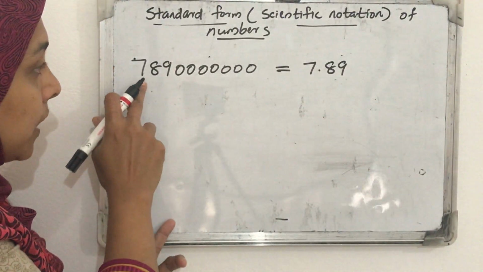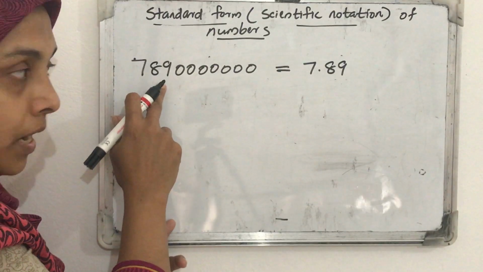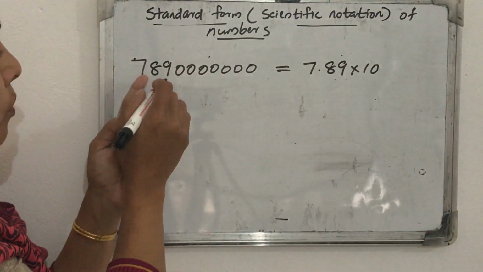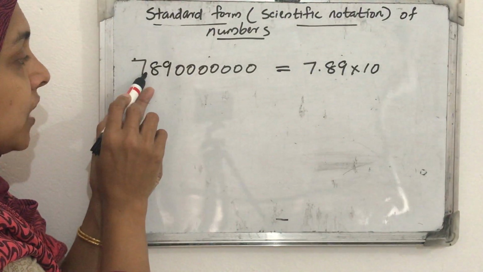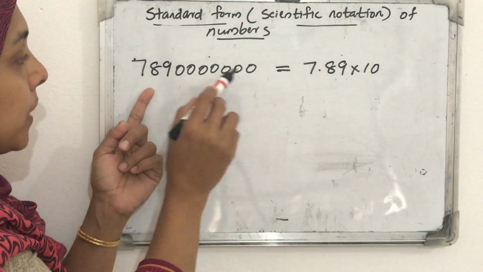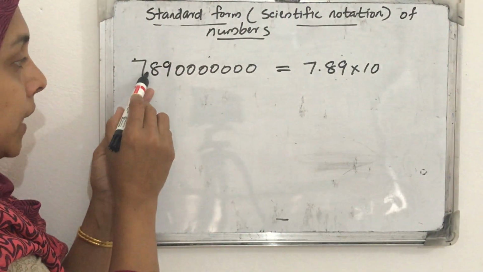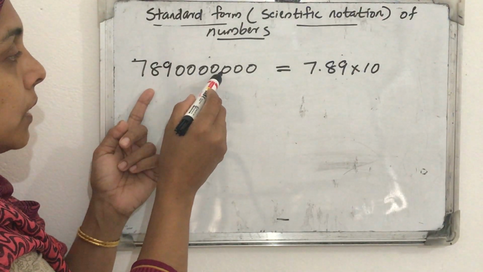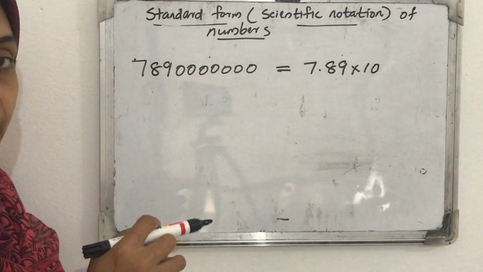7.89. First we write the number 7.89. Then we count how many zeros. After that, how many decimal places. Here we put the decimal place here. Okay. So after that we count how many places are there. 7 points. Then 1, 2, 3, 4, 5, 6, 7, 8, 9 places are there.